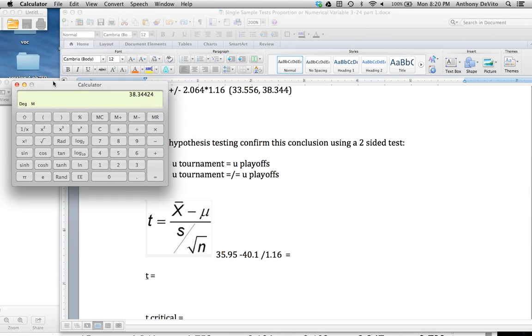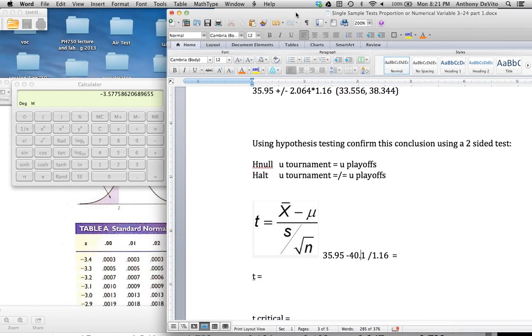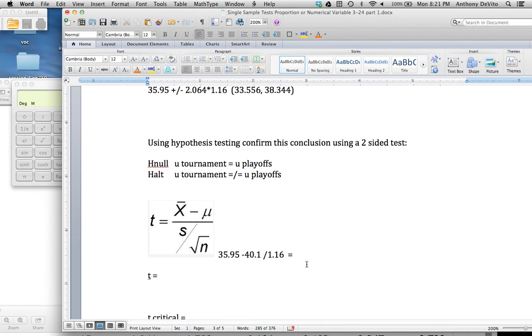Okay, use my calculator so I don't have to strain my brain too much. 35.95 minus 40.1 equals minus 4.15, divided by 1.16. Okay, and that comes out to be a t-score of negative 3.6. T-score of negative 3.6.